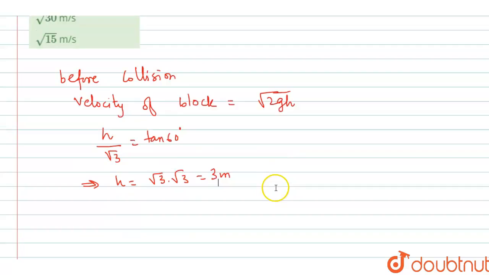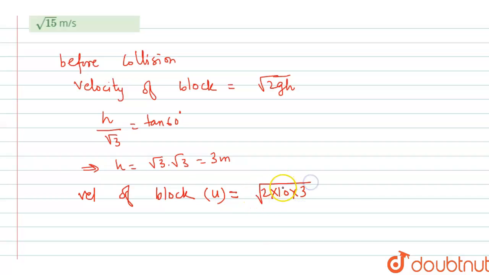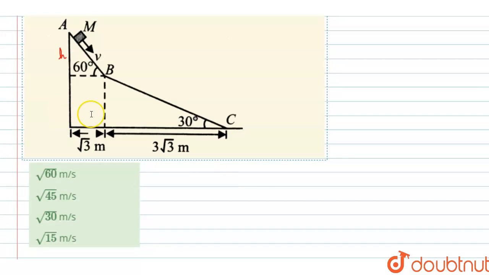So if you put the value, velocity of block, let's just call it u, is equal to root of 2 into 10 into 3. This will be root of 2gh, which is approximately 2 root 15. This is the velocity before collision.